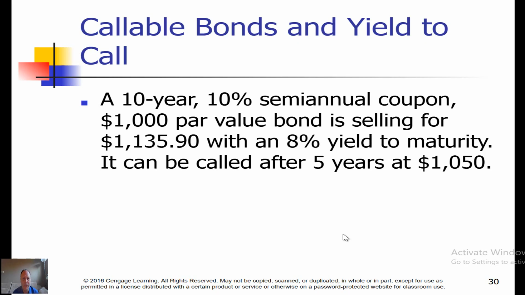Interest rates have dropped from 10% to 8%, so the bond is trading at a premium, and there is an incentive for this company to call back, pay off, and refinance the bond, just like if you had a home mortgage and interest rates drop from 10% to 8%, it might be advantageous for you to refinance the home mortgage, depending on how big the refinancing fees are.